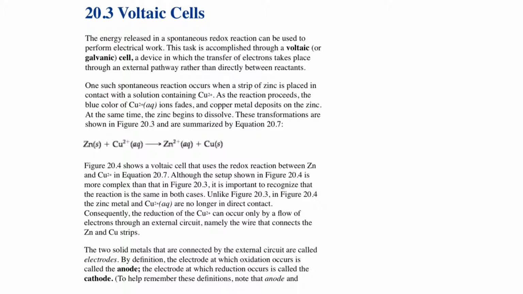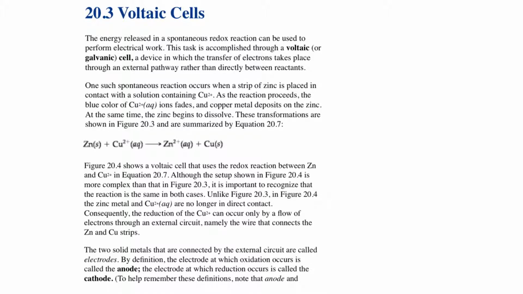Figure 20.4 shows a voltaic cell that uses the redox reaction between zinc and copper ions in Equation 20.7. Although the setup in Figure 20.4 is more complex than that in Figure 20.3, it's important to recognize that the reaction is the same in both cases. Unlike Figure 20.3, in 20.4 the zinc metal and the copper-2 ions are no longer in direct contact. Consequently, the reduction of the copper can occur only by a flow of electrons through an external circuit, namely the wire that connects the zinc and the copper strips.